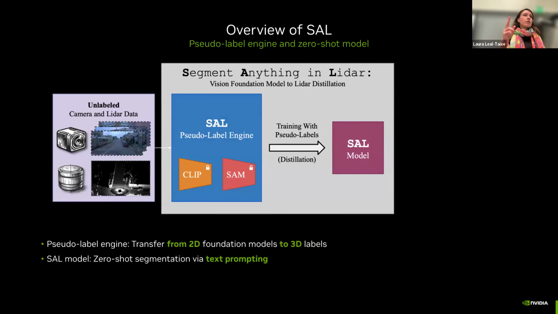As I said, there are two ingredients to each of the works. One is the pseudo label engine. In the case of SAL, we want to know how to transfer the information from 2D foundation models, in our case CLIP and SAM, into the 3D world to generate coherent 3D labels. The second one is what kind of model we can use to perform zero-shot segmentation via text prompting, which was the demo that I showed at the beginning.